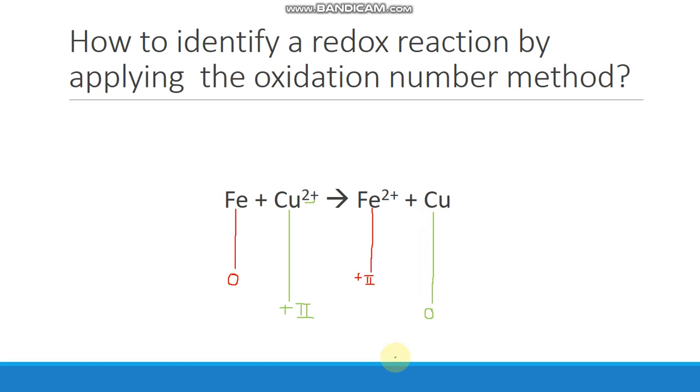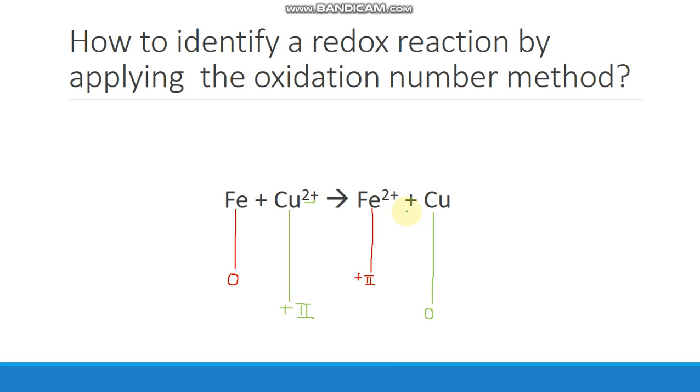What we should do now is follow the oxidation number of each element from the reactants, before the arrow, to the products, after the arrow.